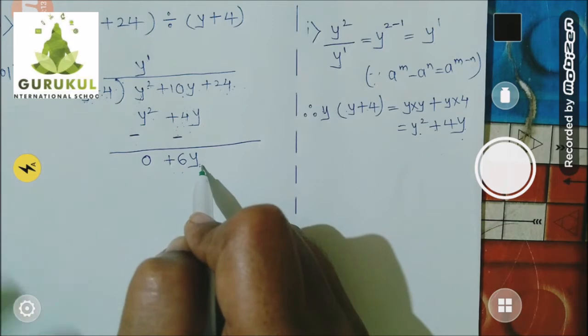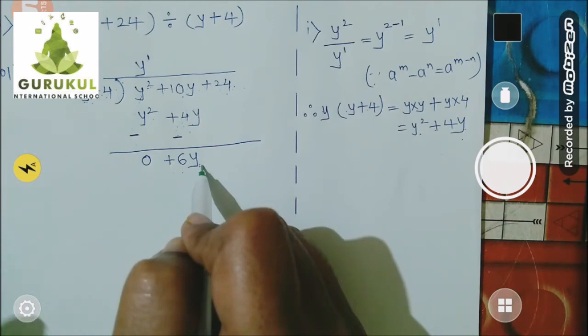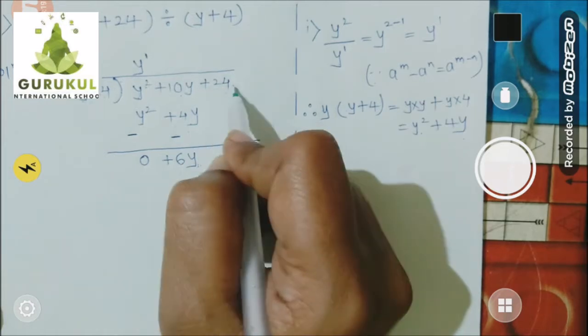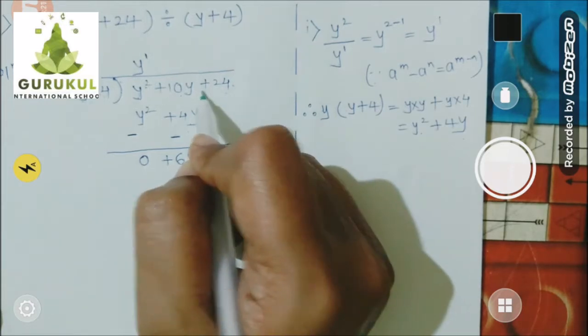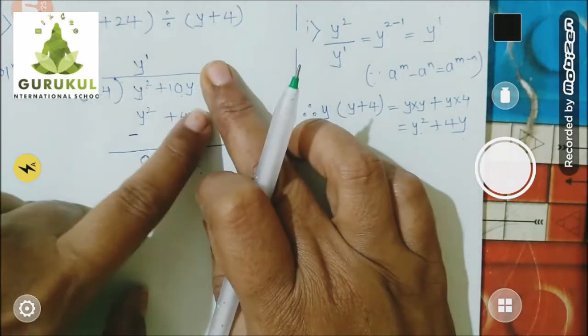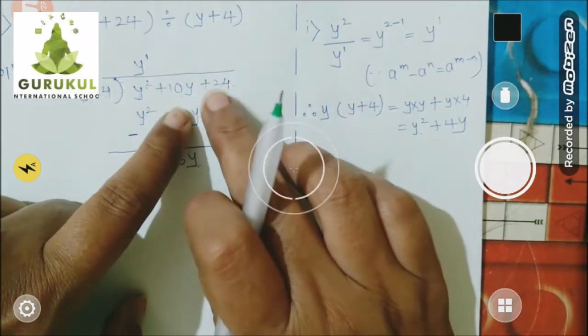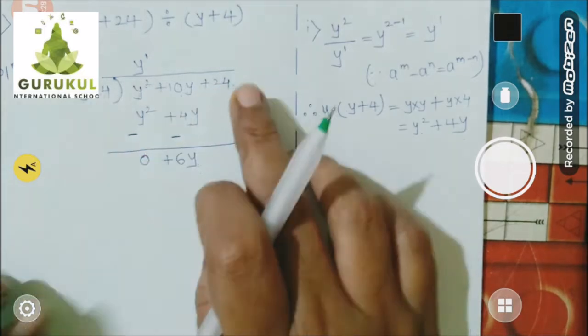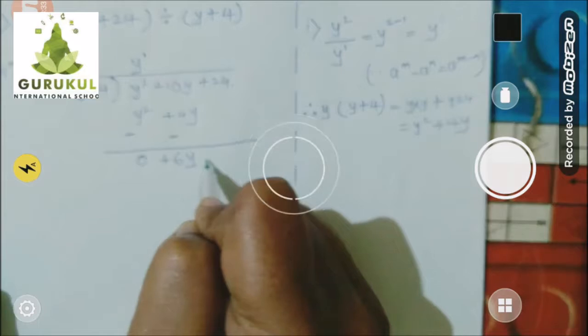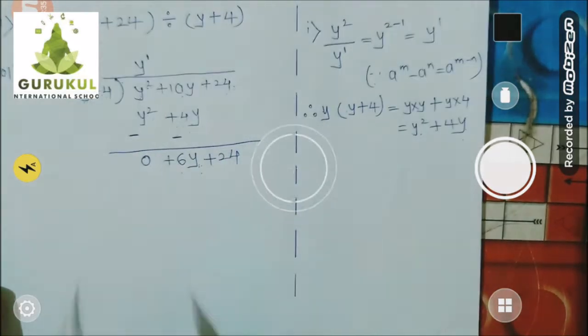Okay. Once this is done, the next step is to write down the remaining part which is not divided yet. So what is left to divide? Plus 24. These two terms we have divided already. So what is not divided yet? Plus 24, which you have to write down below along with the sign. So plus 24 I will write over here.